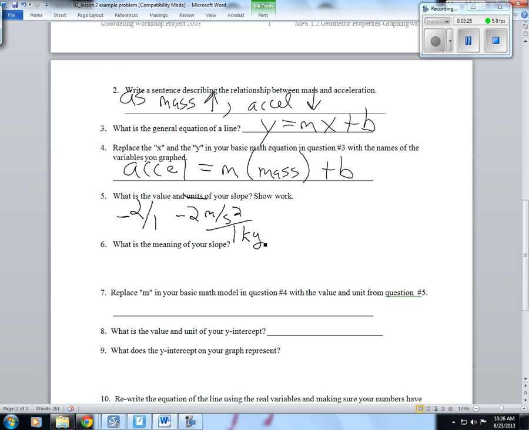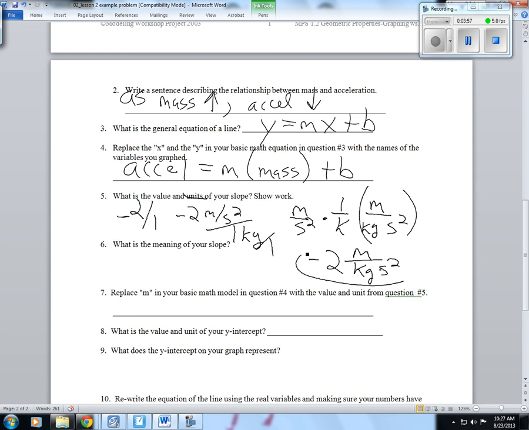Now we need to shorten these units up. This takes a little bit of algebraic manipulation. This is actually kilograms over 1. If you take meters over second squared times the reciprocal of the bottom, 1 over kilogram, you end up with a unit of meters over kilogram second squared. This is my unit for my slope. So my slope is negative 2 meters over kilogram second squared. And again, if you want me to slow that down and show you the math of that, I'll do that on Monday. That's not a problem at all.